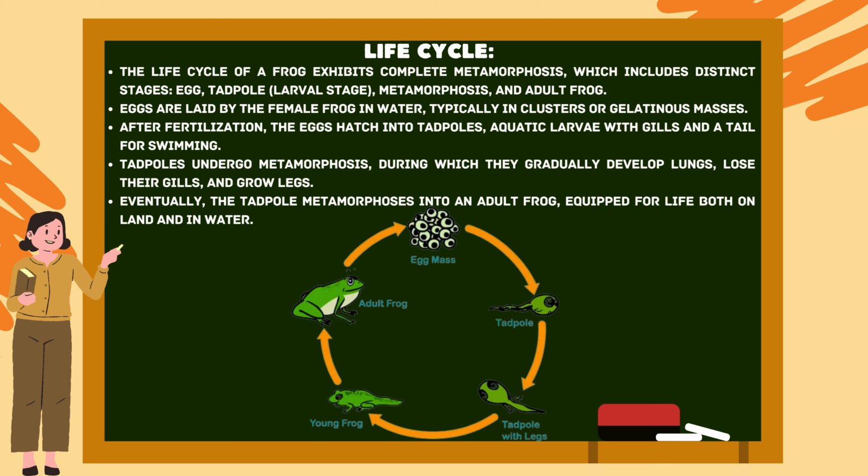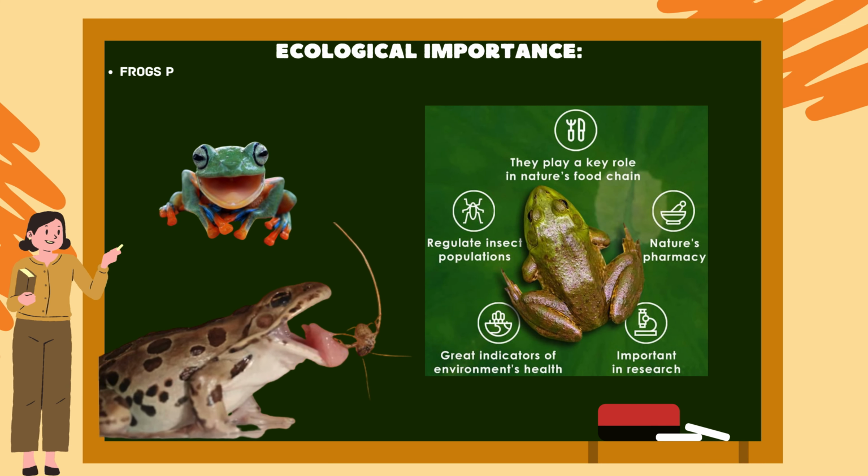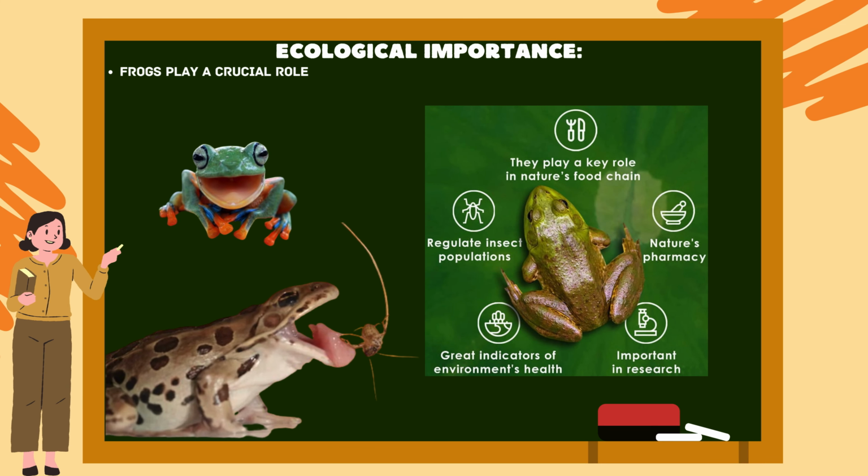Life cycle of a frog. Frogs undergo complete metamorphosis, transitioning through different life stages. Egg stage. Female frogs lay clusters or gelatinous masses of eggs in water. Fertilization occurs externally when males release sperm into the water.